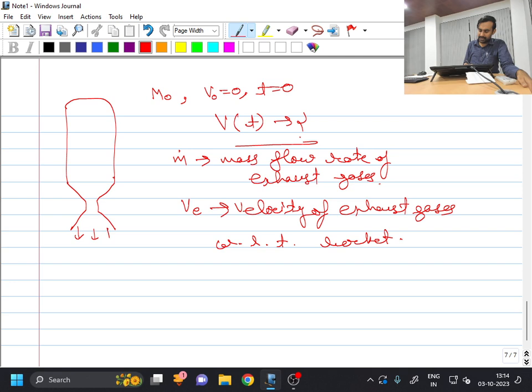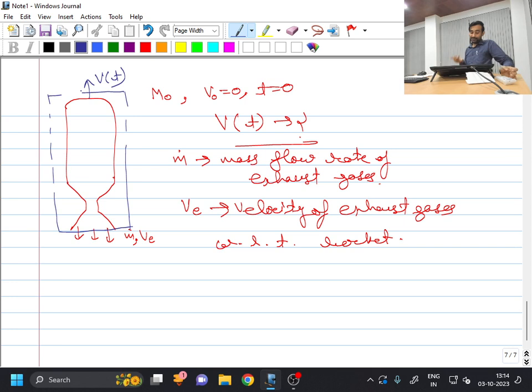So I can consider that the exhaust gases are going out with mass flow rate m dot and velocity Ve. Now if I take a control volume around this rocket, and my rocket is moving at velocity v of t, then of course the control volume will also move at velocity v of t. Also, because I am measuring the velocity of the exhaust gases with reference to the surface of the rocket, my frame of reference is a moving non-inertial reference frame.